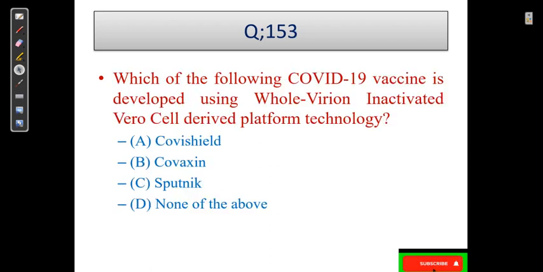Which of the following COVID-19 vaccines is developed using whole virion inactivated Vero cell-derived platform technology? Covishield, Covaxin, Sputnik, or none of the above? So the answer is Covaxin.